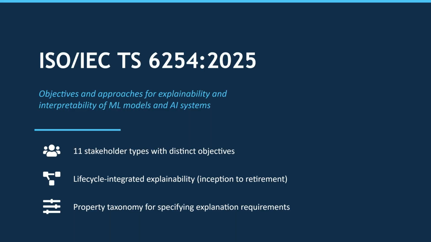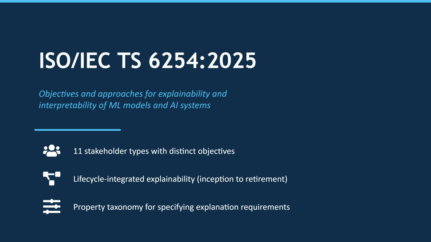So enter ISO 6254, published in September 2025, and around 76 pages long. Now this document does 3 things that nobody in the AI governance space is really talking about or giving much attention to. First, it identifies 11 distinct stakeholder types, each needing fundamentally different explanations. Second, it maps explainability across the entire AI lifecycle, from inception to retirement, not just at deployment.